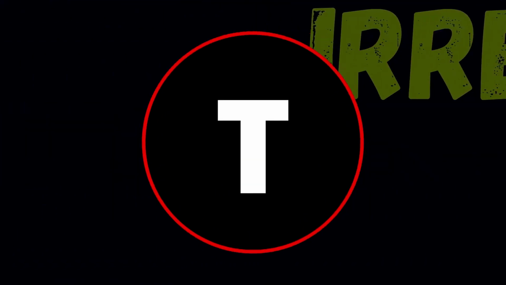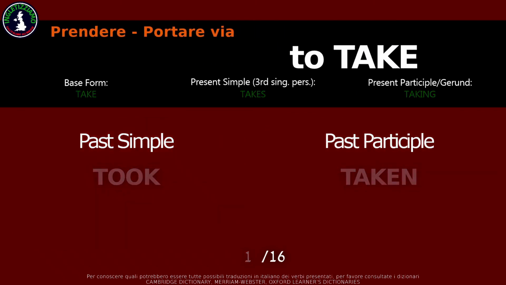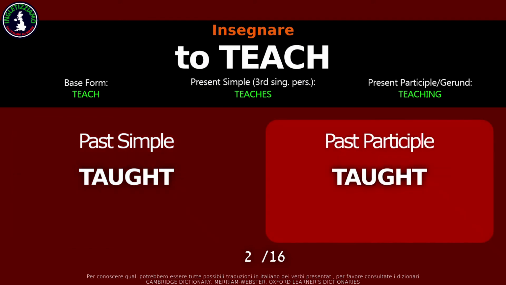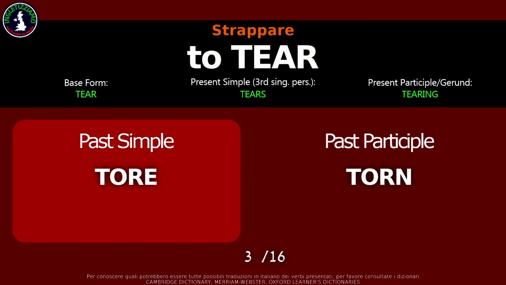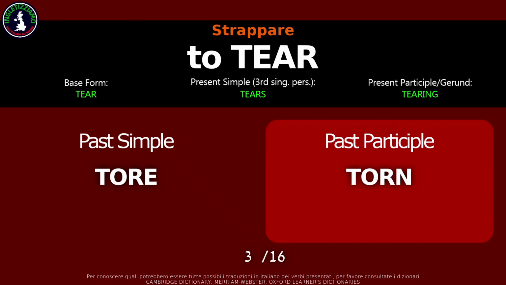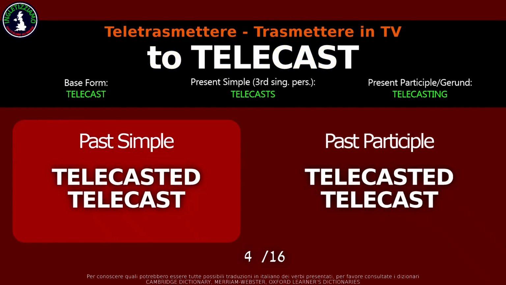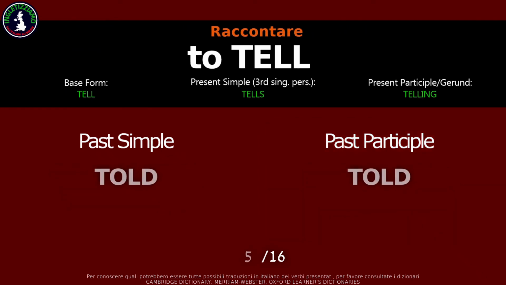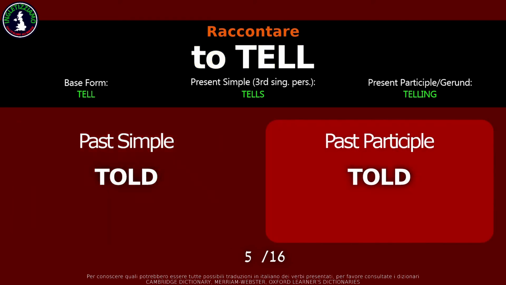List of irregular verbs with the letter T. To take, took, taken. To teach, taught, taught. To tear, tore, torn. To telecast, telecasted or telecast. To tell, told, told.